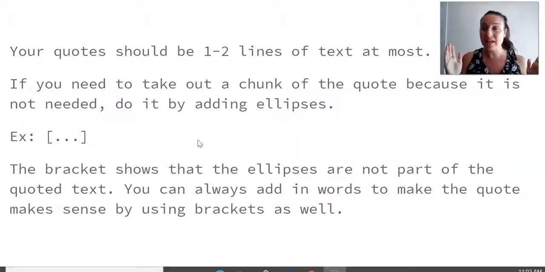A bracket always indicates that whatever's in the bracket is not part of the original quote. So if you do take out a chunk of the quote and suddenly the quote doesn't quite make sense and you need to add a word or two to make the quote make sense, you can add in words as long as they're in those brackets. Okay.